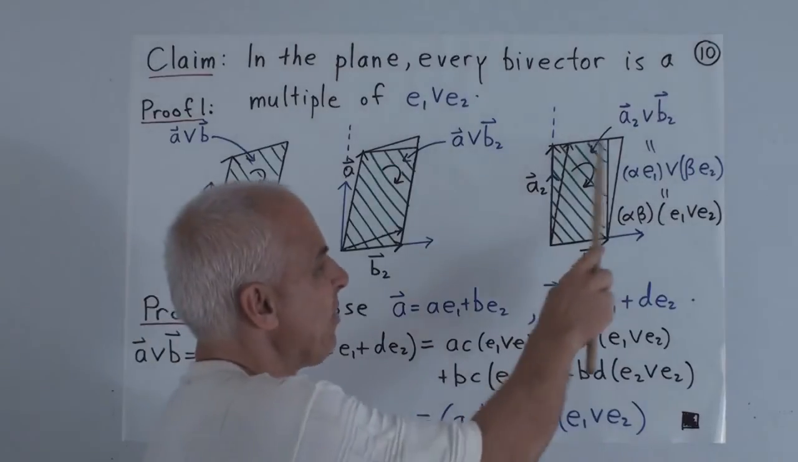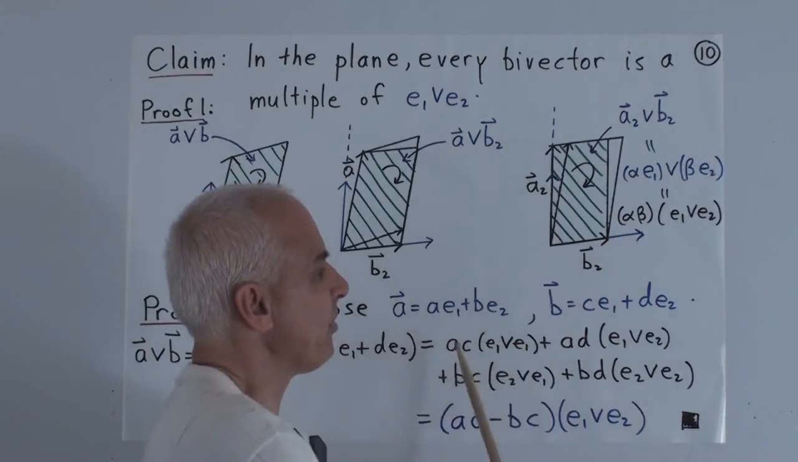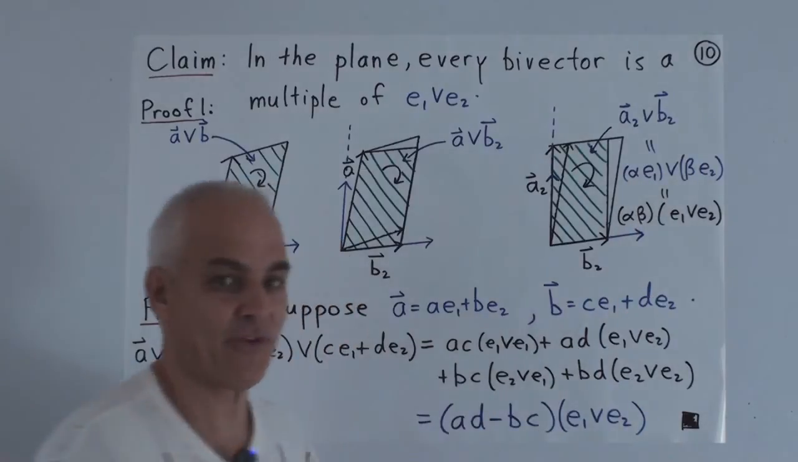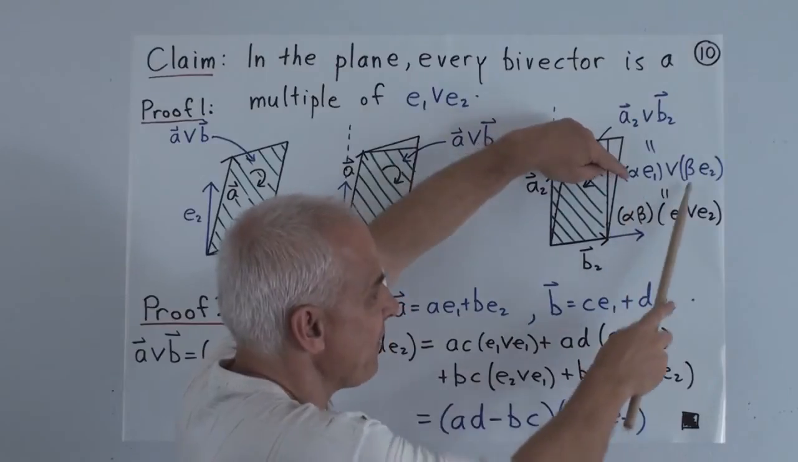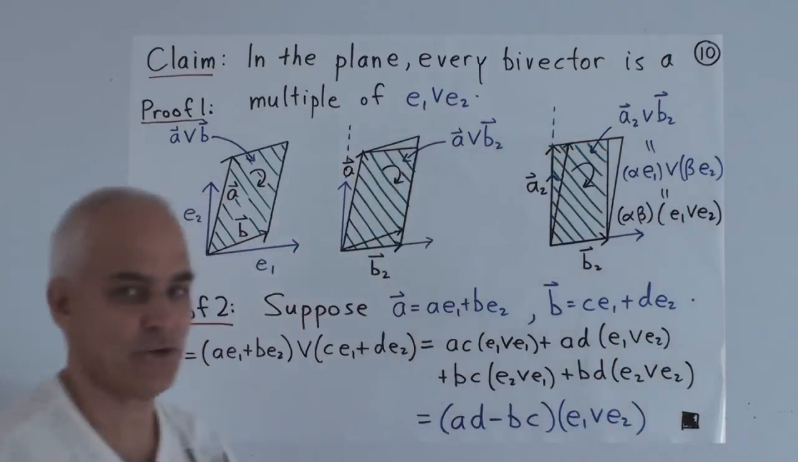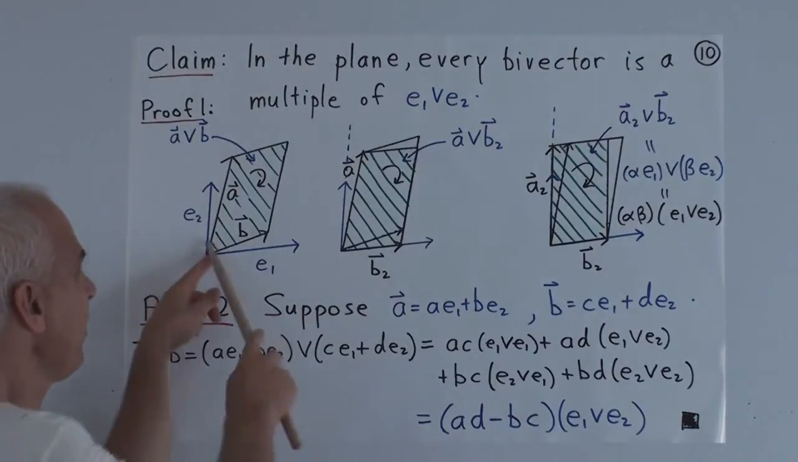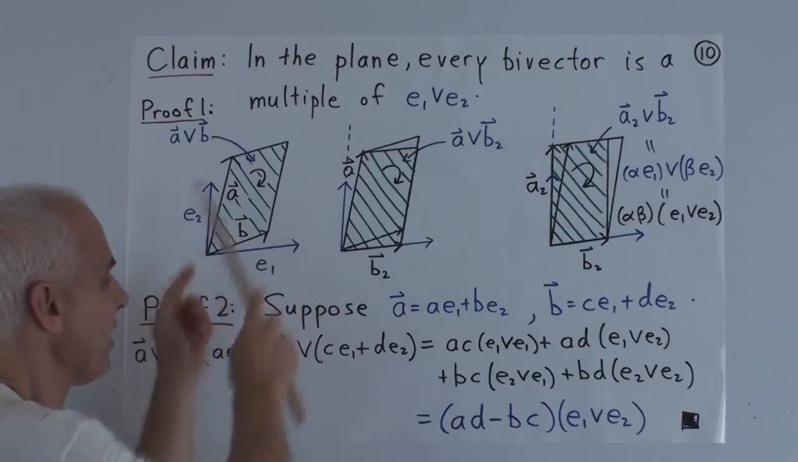But now we see that this bivector here is some multiple of E1 wedge some multiple of E2. We don't know what the multiples are, but there are some multiples. And then by our rules for multiples, the alpha and the beta both come out, and we get alpha beta times E1 wedge E2. Showing that this bivector is actually a multiple of the bivector formed by E1 and E2.